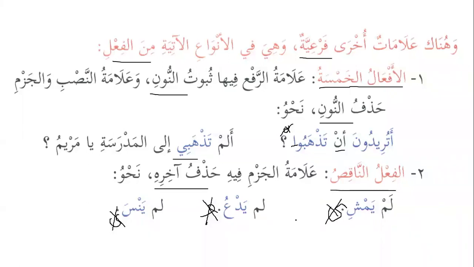So this is alamatun far'iyyatun. This is a secondary sign because this is not visible. So what happens over here? The ya has been dropped. Yamshi has changed into yamshi, yad'u has changed into yad'u, and lam yansa, it was basically yansa, the alif maqsura has also been dropped. Al-fi'lu naqisu.